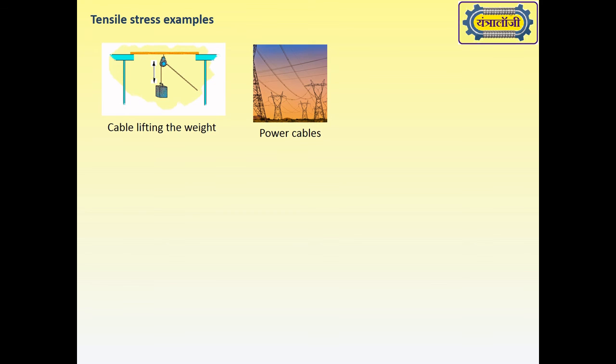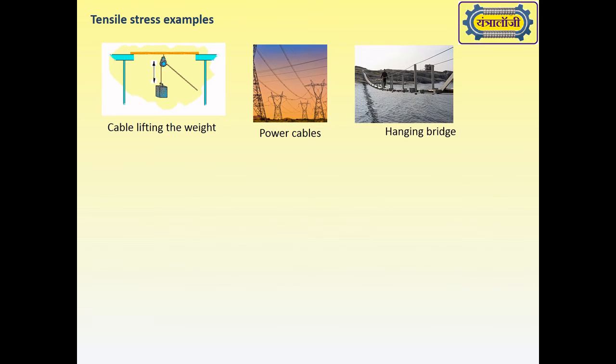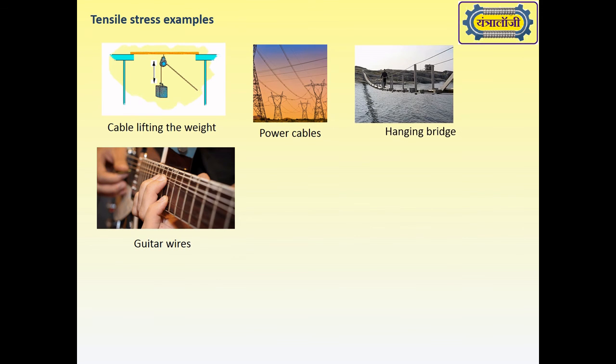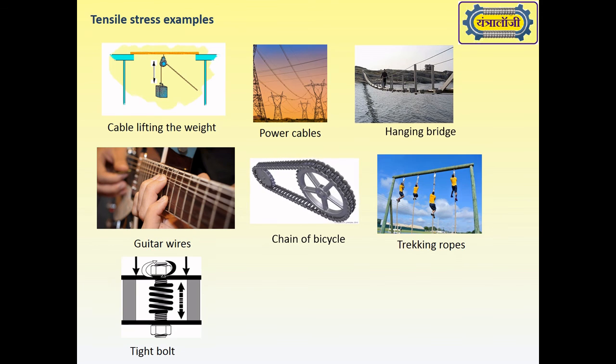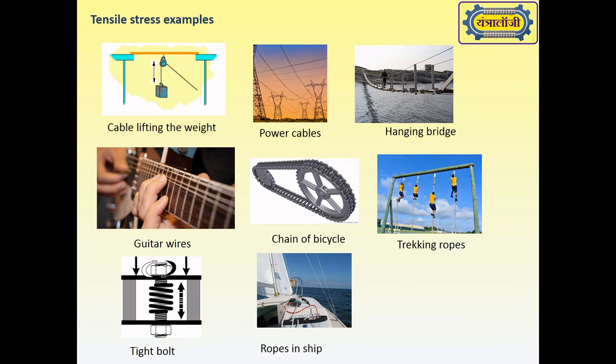You will see the practical examples of tensile stress. The cable lifting a weight has tensile stress, power cables, hanging bridges, guitar wire, the chain of a bicycle or bike, climbing ropes, tightened bolts, ropes of a ship, and drum surfaces all experience tensile stress.